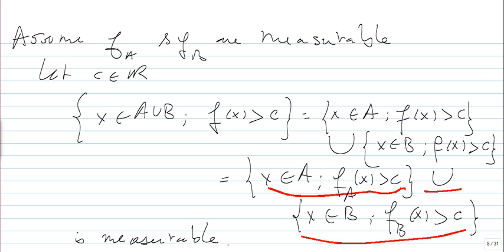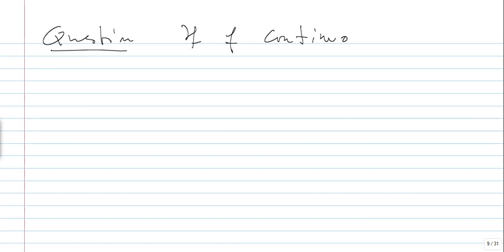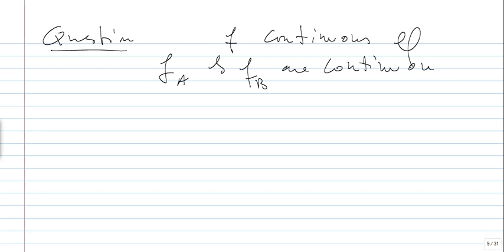So the question now becomes, is this true if measurable is replaced by continuous? So in other words, this is the question: is f continuous if and only if fA and fB are continuous? And the answer is no, of course, because you can glue them. A and B, you can glue them to give you an interval.